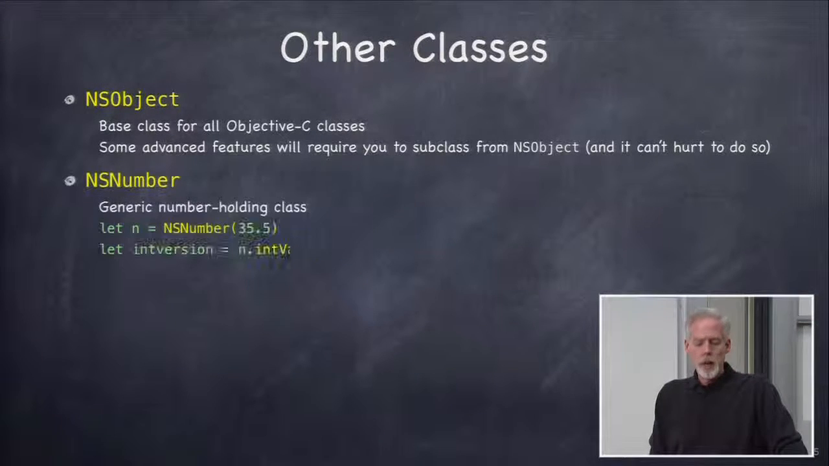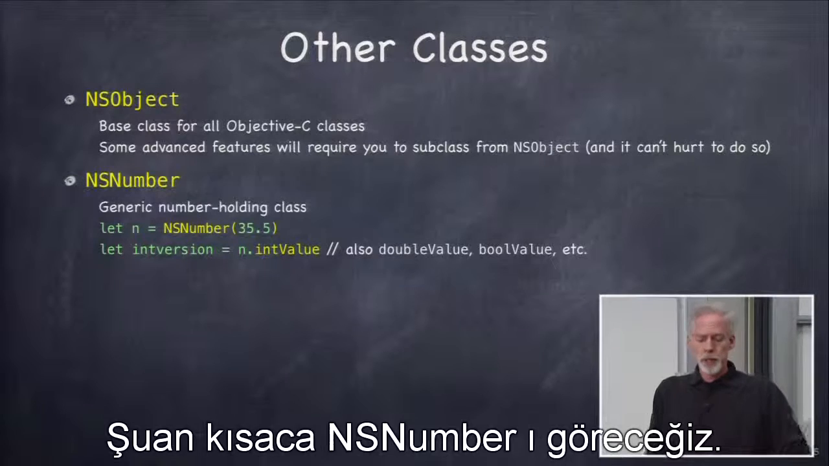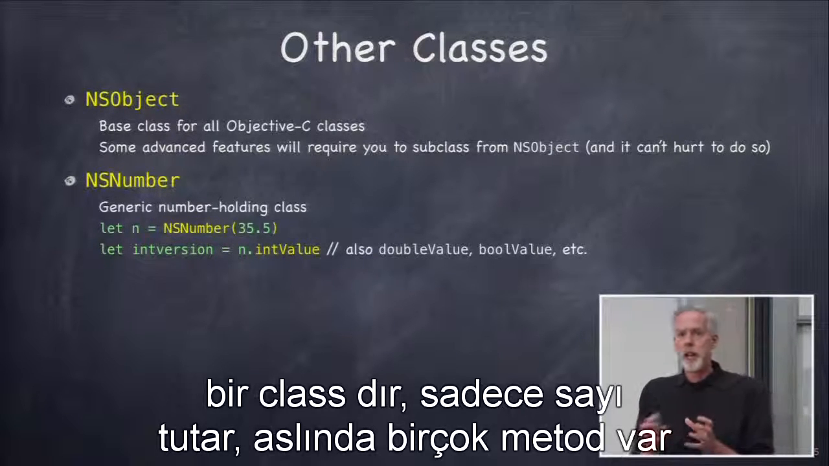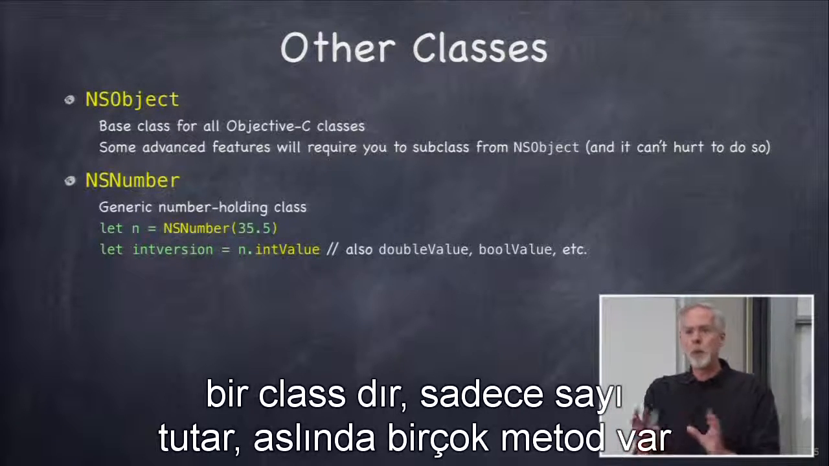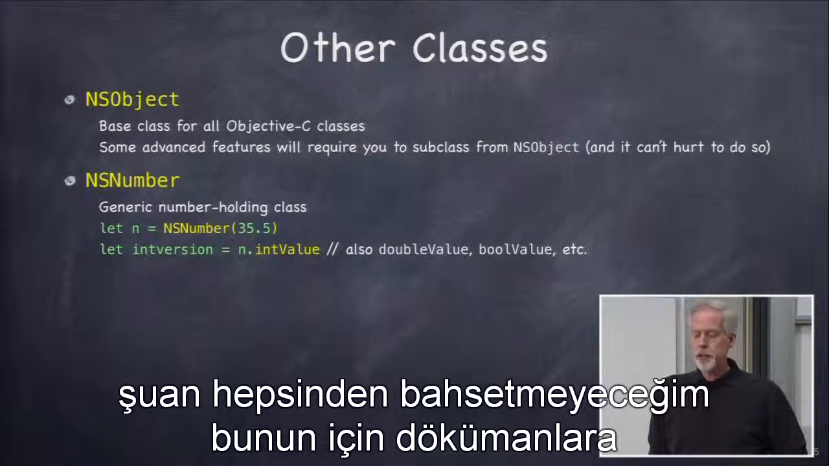But then there's NSNumber. You've actually briefly seen NSNumber. NSNumber is just a generic number holding class. It just holds a number. That's all it does. And it has a ton of methods on it.